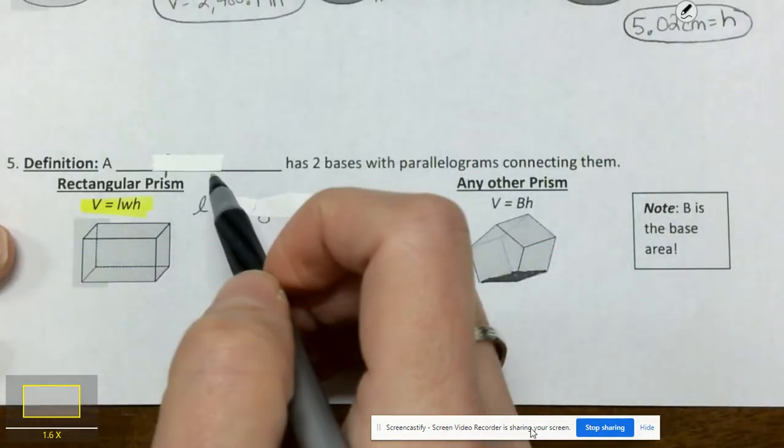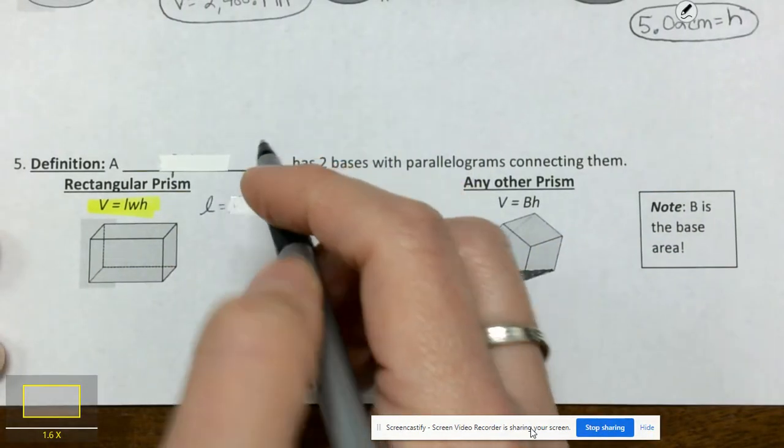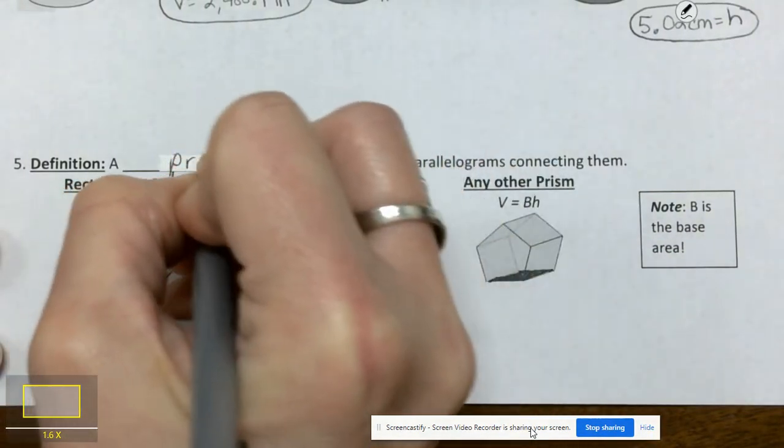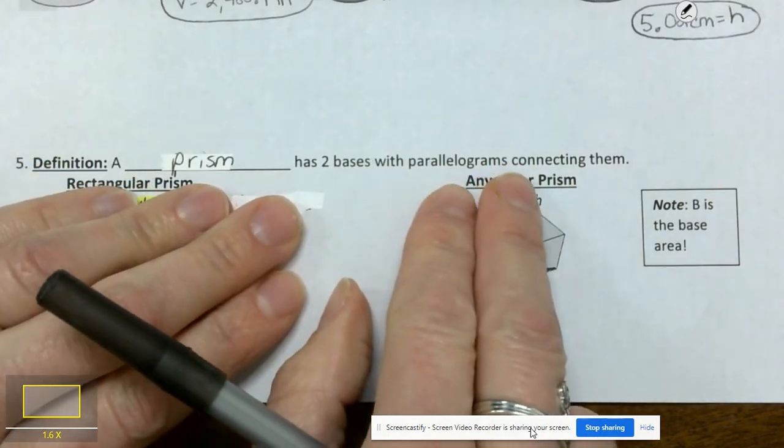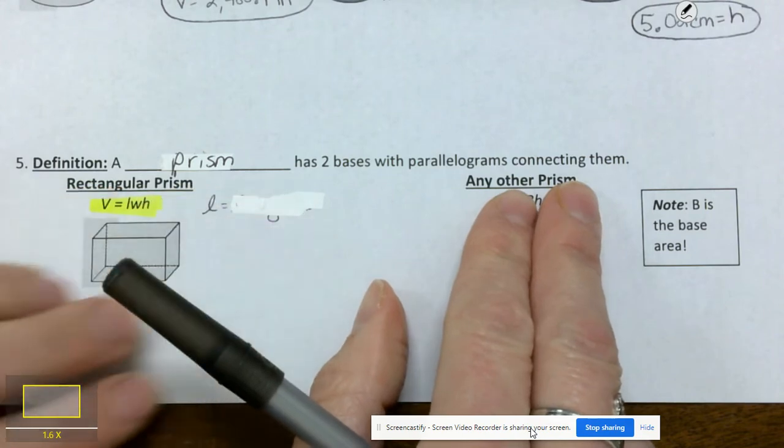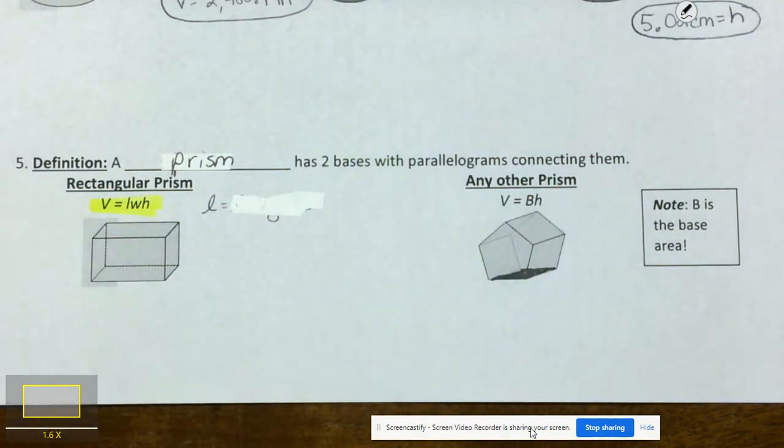Hi guys, in this video we're going to look at a prism, and so I'm going to give you the definition of prism first. A prism has two bases with parallelograms connecting them. Okay, so you've got two bases and there are parallelograms that connect them together. Now, we could have two different types of prisms.